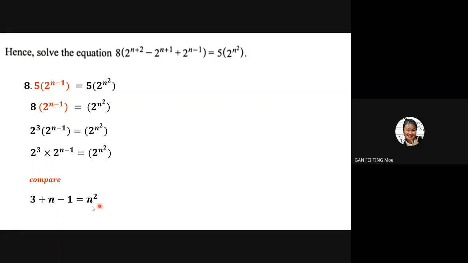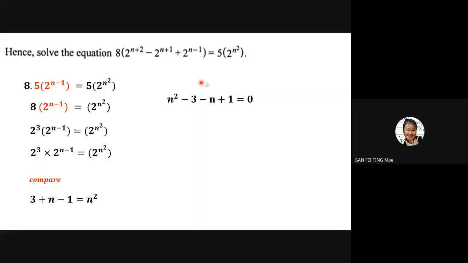Okay, you have this. Bila dah dapat yang ini, susun semula dengan betul. N kuasa 2 tolak 3 tolak n tambah 1. Everything on the left, okay, sebelah kiri, operatekan dia ke sebelah kanan dan sama dengan kosong. Sama dengan sifar.